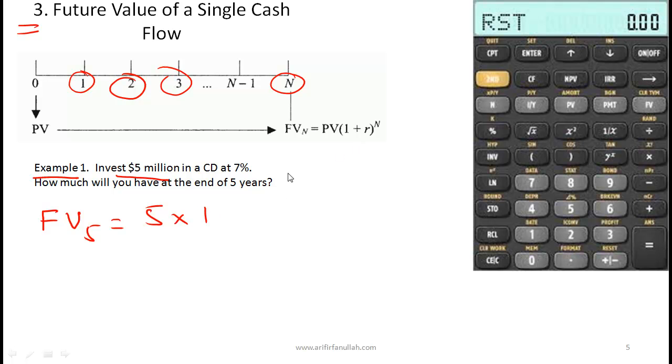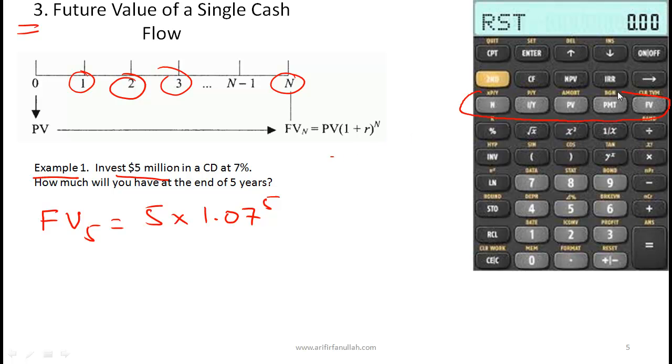So 1 plus R. What's R? 7%. So 1.07 to the power of n. What is n? It is 5. So that's how much money you will have after. So you do the math and you will get this. But on the exam, I don't want you to do it this way. On the exam, what we'll do mostly in today's class, I want you to get very comfortable with this part of your calculator.